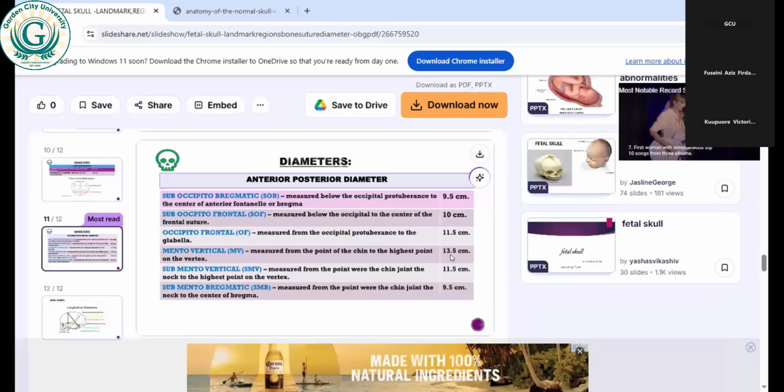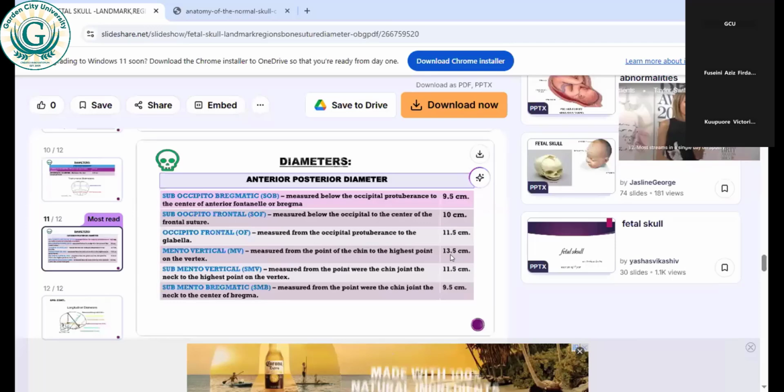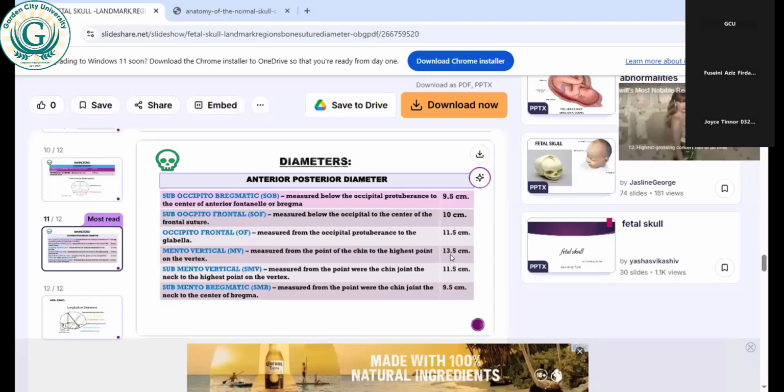Please check the diameter again. Did you say 11.5? Which one? It's 13. Please, I'm yet coming. I said the mentovertical. You said the occipitofrontal diameter is 11.5. Occipitofrontal is 11.5. Mentovertical is 13.5. I'm yet coming. Yes, occipitofrontal is 11.5. The mentovertical, which is where I am now, is 13.5.